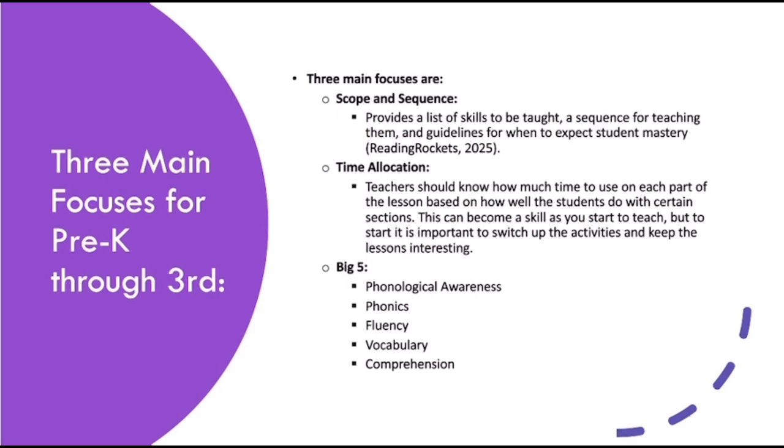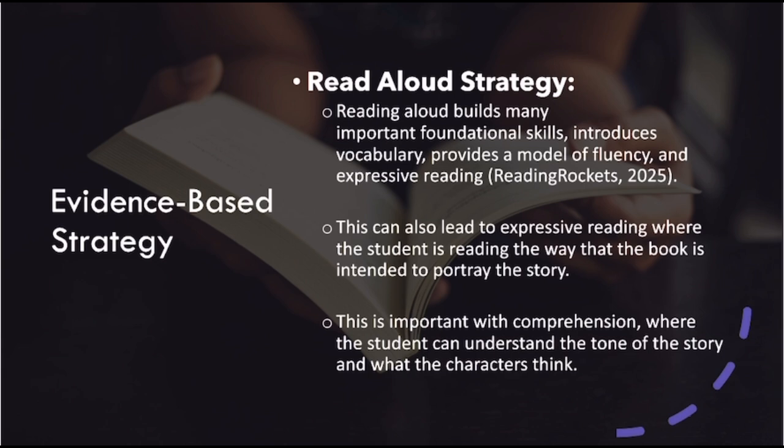And then the big 5. These are the 5 main parts of fluency and reading comprehension. So we have phonological awareness, phonics, fluency, vocabulary, and comprehension. So reading comprehension stems from the big 5. And so the teacher, when we're focusing on pre-K through 3rd, should really focus on hitting all 5 of these points when it comes into the classroom.